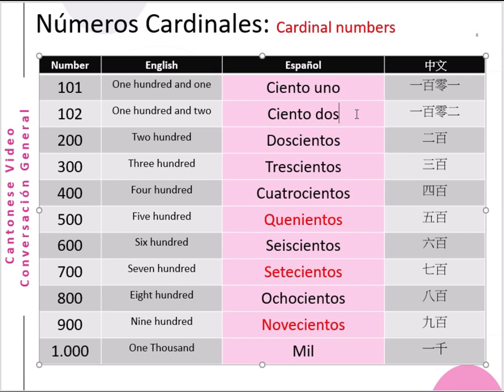Ciento uno, ciento dos, 200, 300, 400, 500, 600, 700, 800, 900, 1,000, 900, 800, 700, 600, 500, 400, 300, 200, 102, 101, and etc.